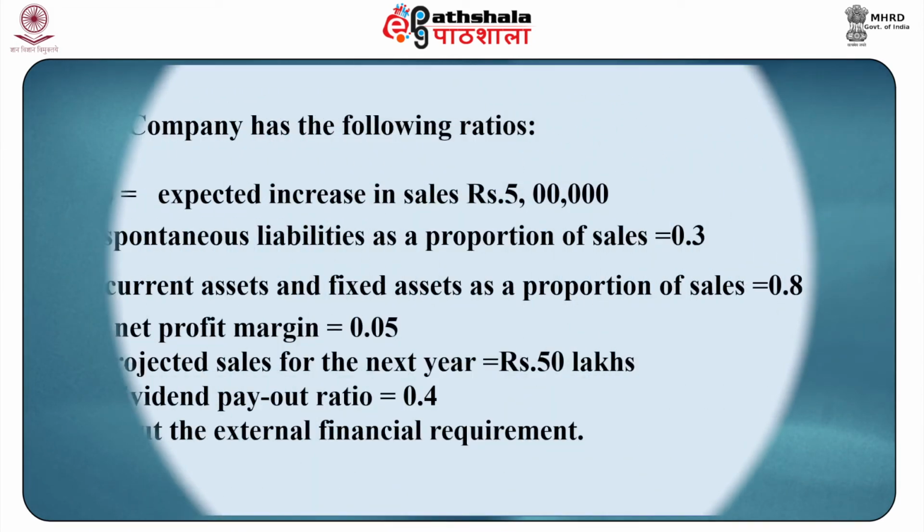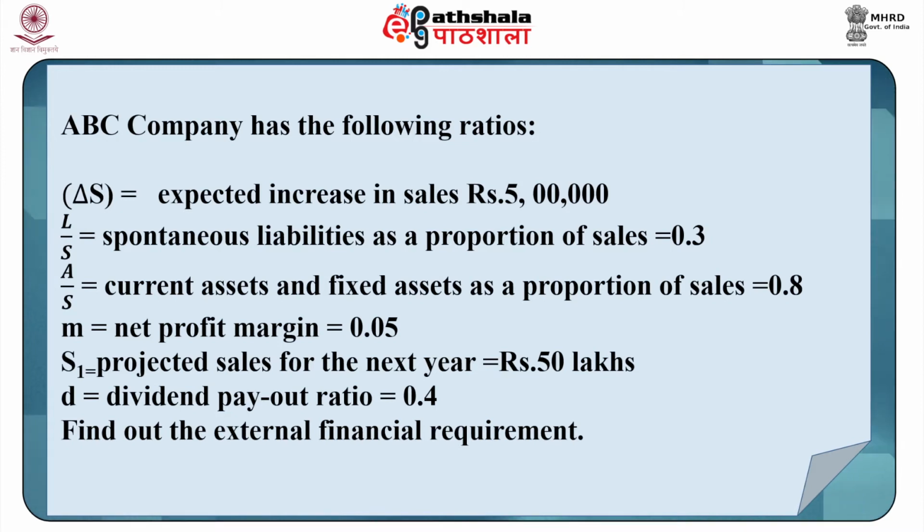Illustration 4. ABC company has the following ratios. ΔS is equal to expected increase in sales, rupees 5 lakh. L/S, spontaneous liabilities as a proportion of sales, is equal to 0.3. A/S, current assets and fixed assets as a proportion of sales, is equal to 0.8. M, the net profit margin, is equal to 0.05. S1, the projected sales for the next year, is given as rupees 50 lakhs. D, the dividend payout ratio, is given as 0.4. Now find out the external financial requirement.